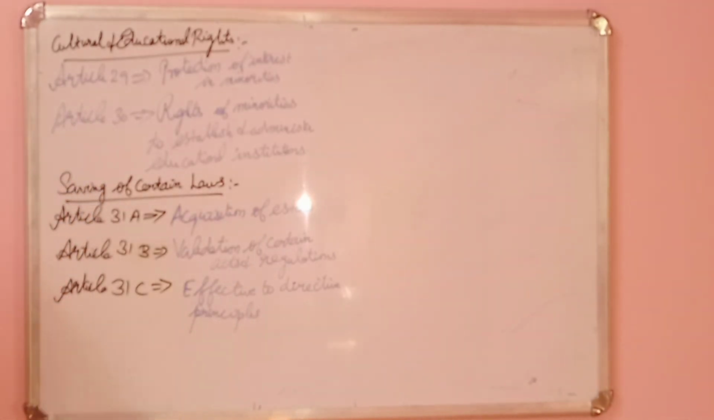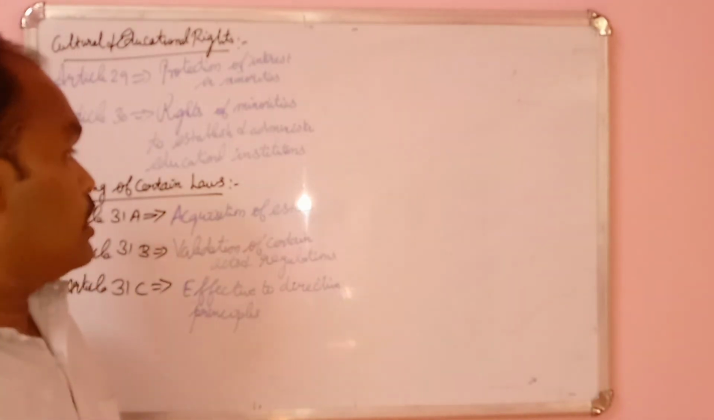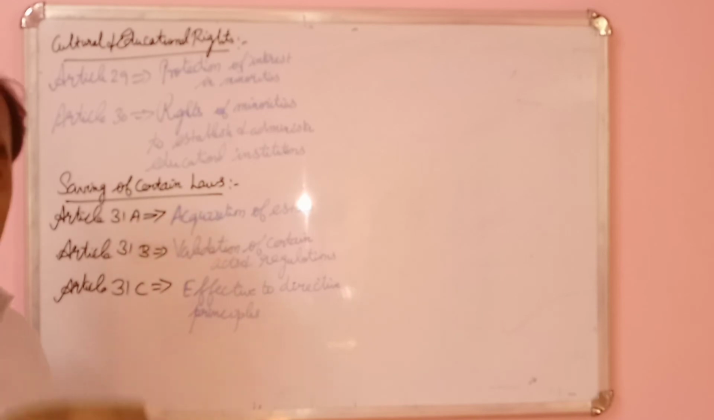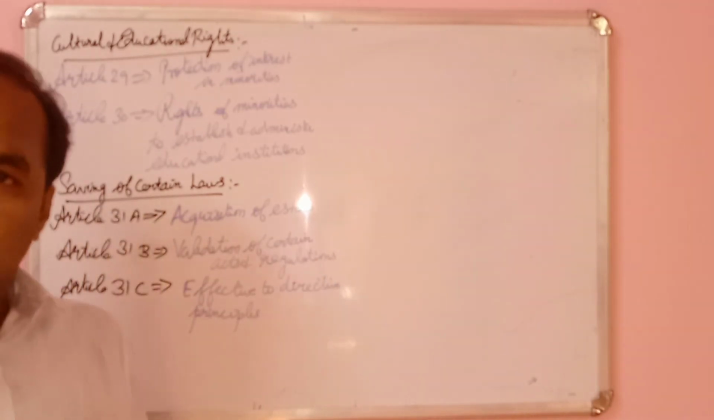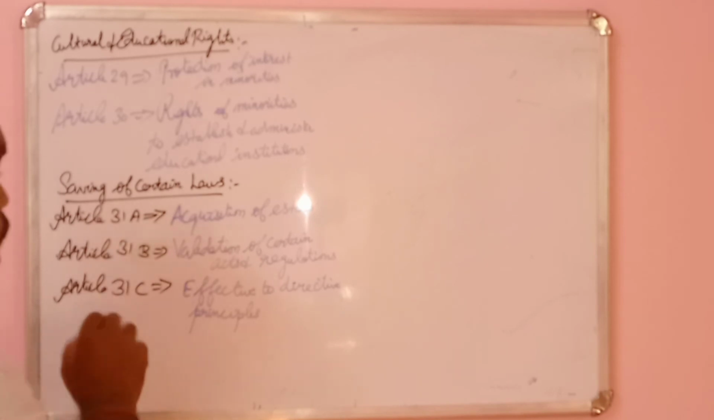Saving of certain laws under Article 31A is acquisition of estates. Whoever has some number of acres or lands in an estate needs to pay the particular taxes and everything. If they are not paid, acquisition is initiated against them. Then Article 31B is validation of certain acts and regulations. The act needs to be protected for that particular article. Article 31C is giving effect to directive principles.